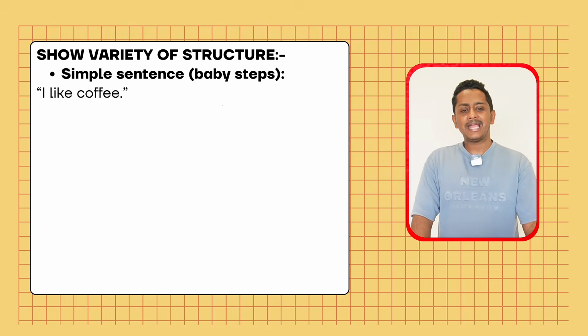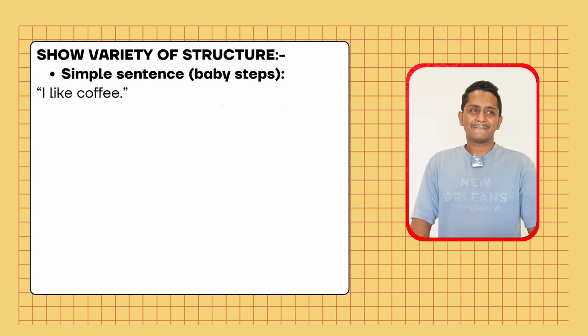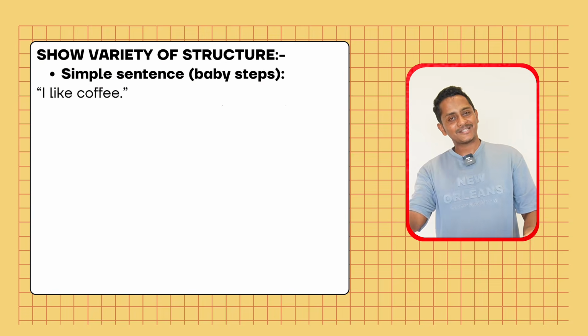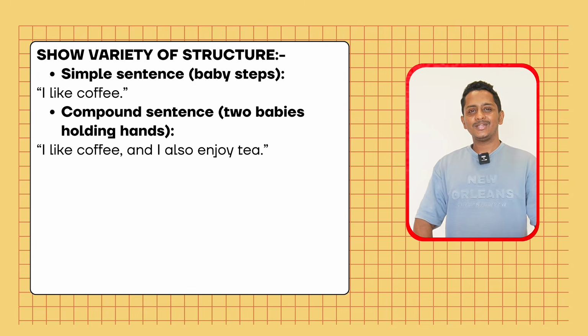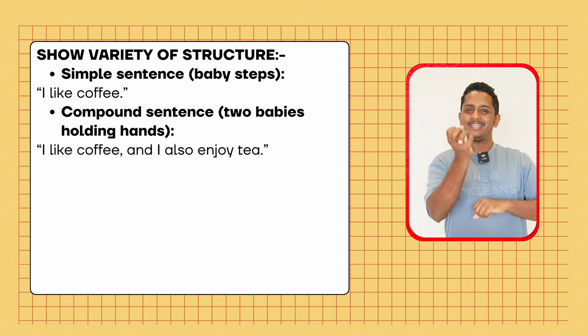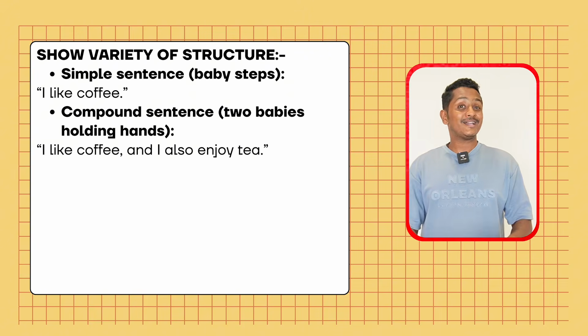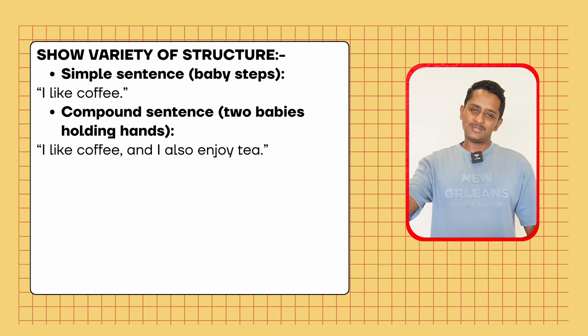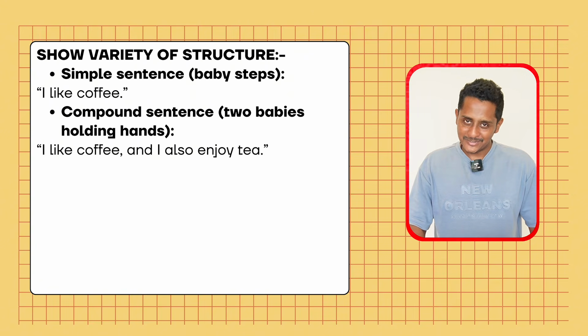Simple sentence: I like coffee. It's a very simple sentence with one noun, verb and object. Compound sentence, wherein you have two simple sentences connected with a connector: and, FANBOYS, for, and, nor, but, or, yet, so. We use this in Summarize Written Text as well.